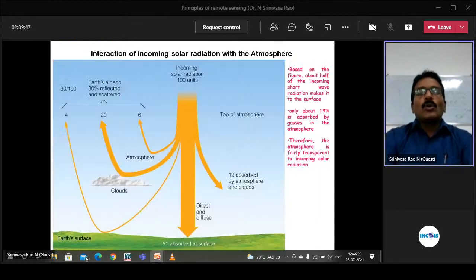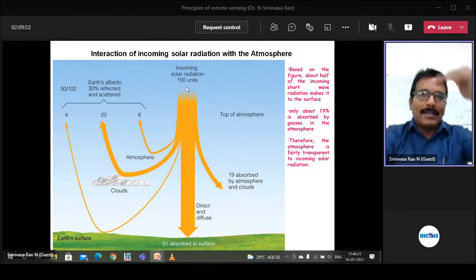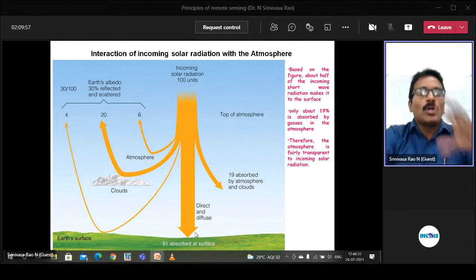Now if you see the picture, 100 units are coming from the sun. 51% is absorbed by the earth, and 19% is absorbed by the atmospheric molecules.